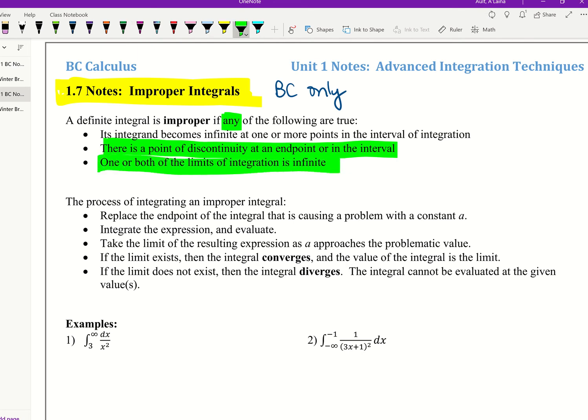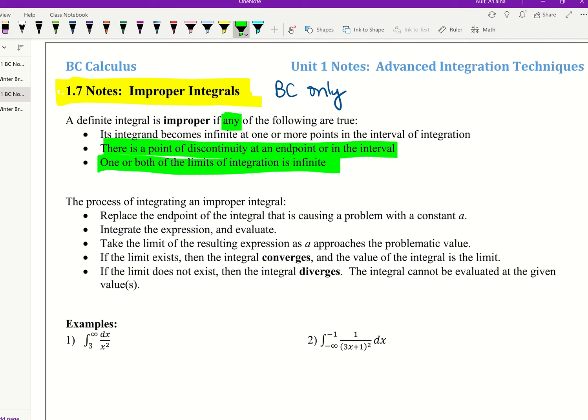So here's the actual process, and we'll kind of come back to this when we have some concrete examples because it'll make a little bit more sense. What you're going to do is replace the endpoint of the integral that's causing a problem with a constant. A is commonly used, as is B. You can actually pick any letter that you want. I would avoid C because we tend to use that for the constant at the end of an indefinite integral, so you kind of want to avoid something that's already commonly used. You're going to go ahead and integrate the expression and evaluate.